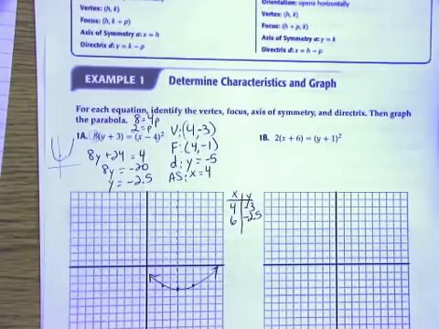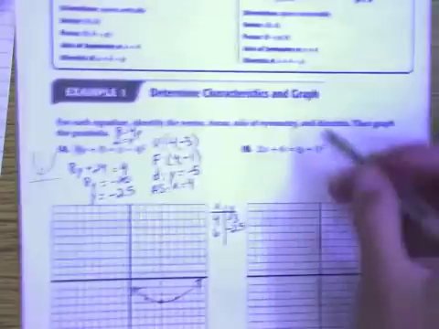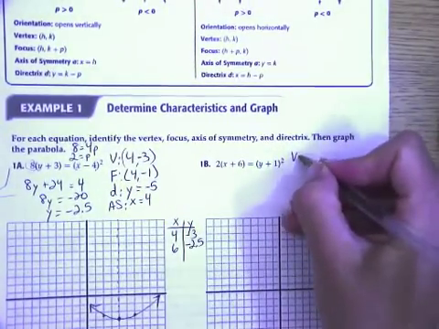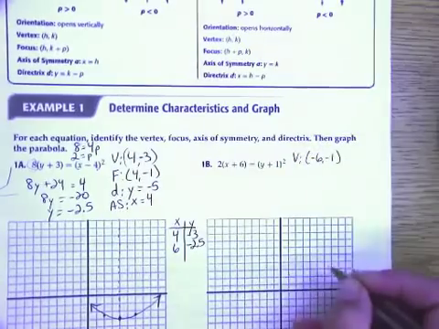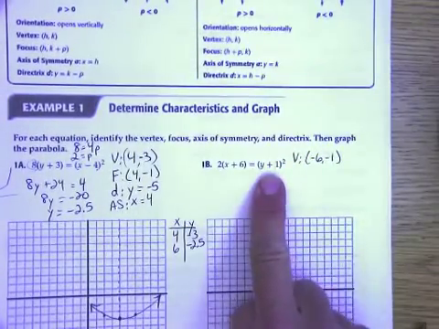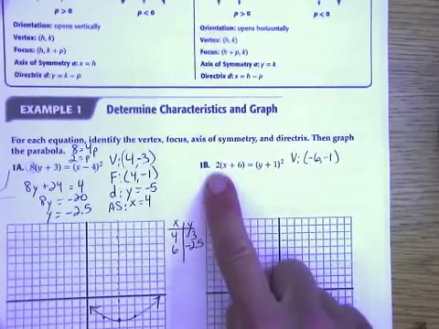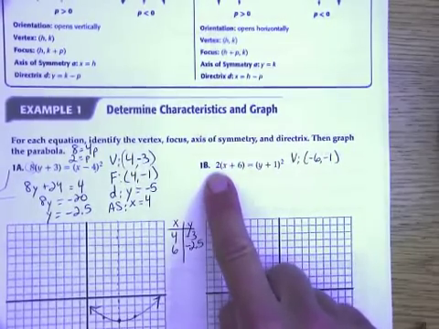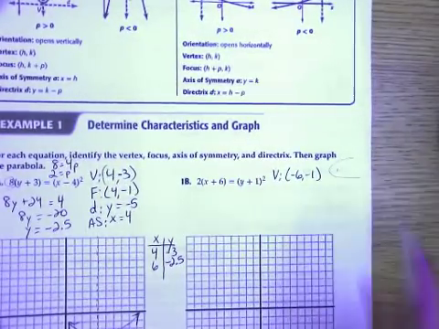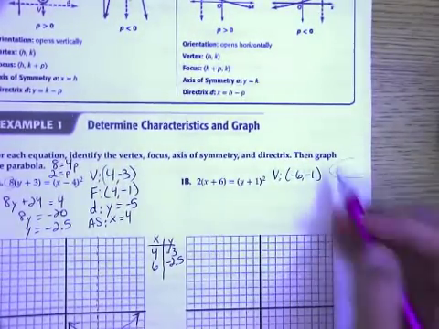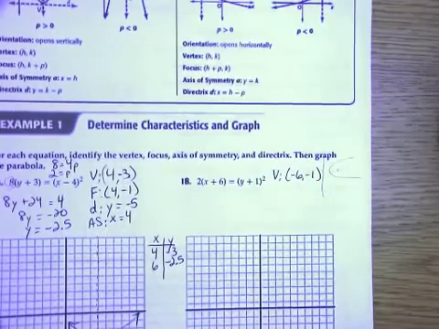Part B, we do the same thing. Vertex is right here staring at us. The vertex is -6, -1. Notice this time that it's the y being squared, so this is a sideways parabola. This value is still positive, so it's going to be opening in a positive direction. That means it looks like this, where my focus is inside and my directrix is outside.